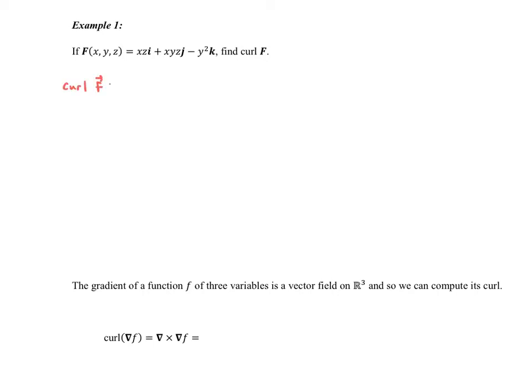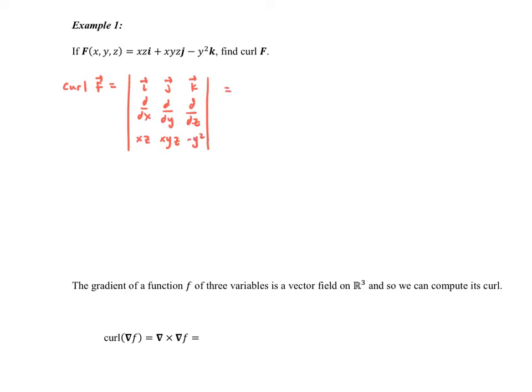So curl F is going to be the cross product, and we have our unit vectors and our derivative operators. And by the way, you don't need to use this technique. You can just use the formula from the first page of your notes. But this might be just an easier way to organize things. Okay, so then we have our first component, which is xz. And then our second component, xyz. And then our third component, negative y squared.